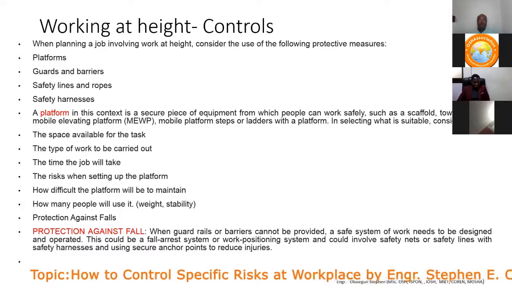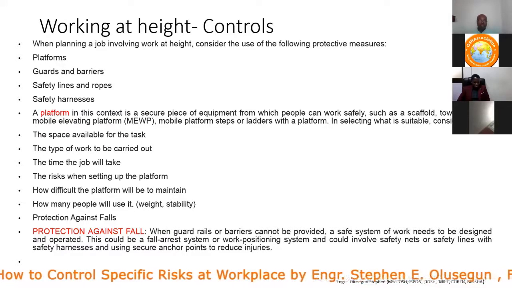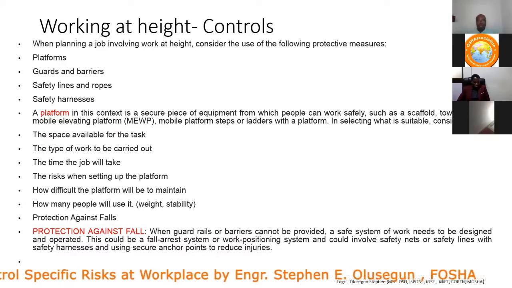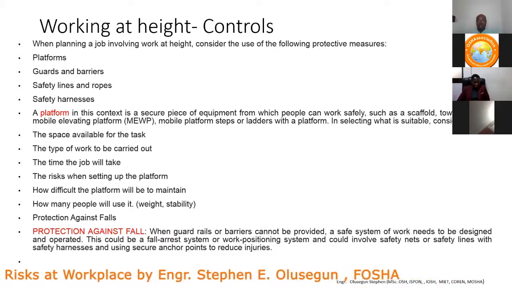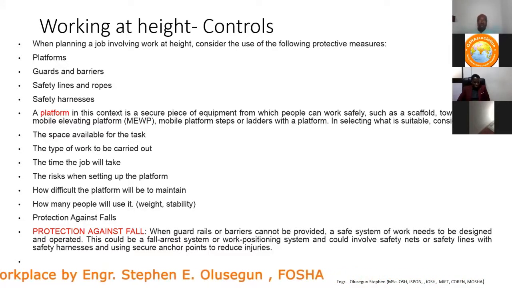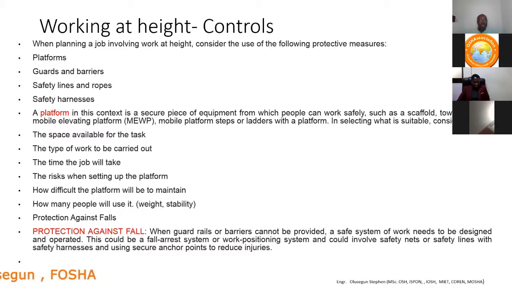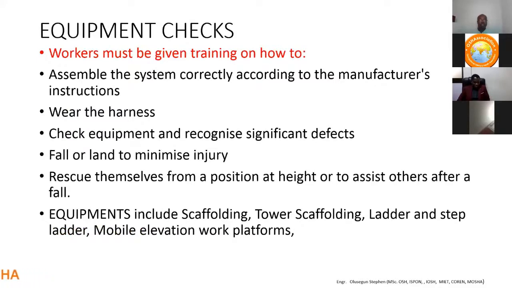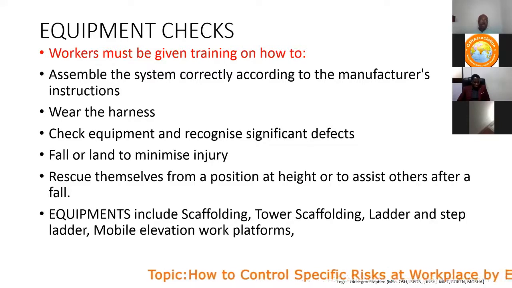Safe system of work is very, very important. This could be a fall arrest system or a work positioning system, and could involve safety nets or safety lines with safety harnesses using a secure anchor point to reduce the injury. Workers must be given training on many things, including assembling the equipment according to the manufacturer's instructions and wearing harnesses.